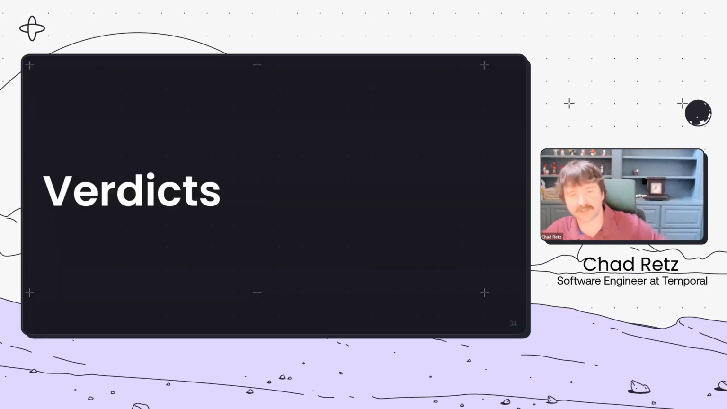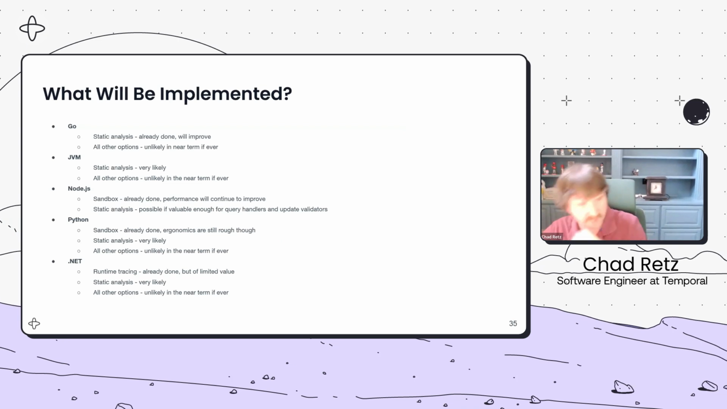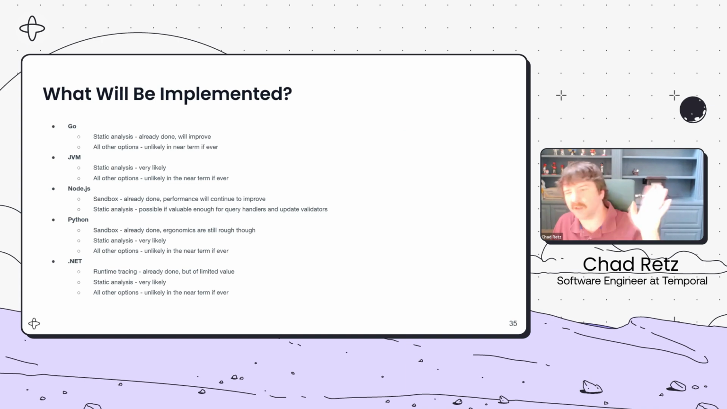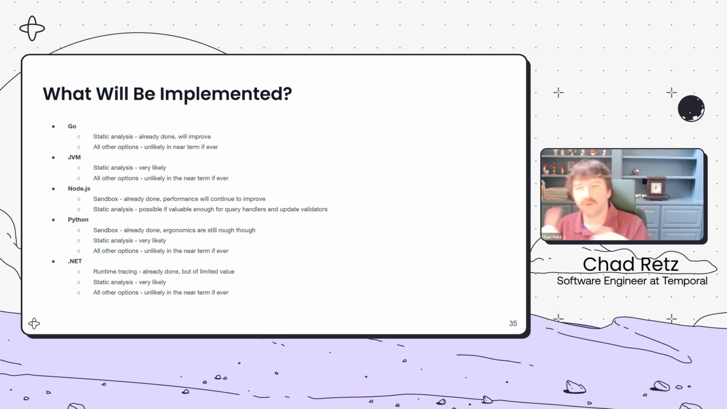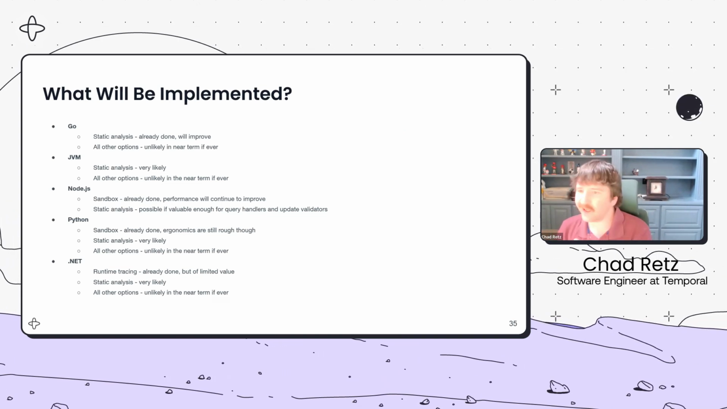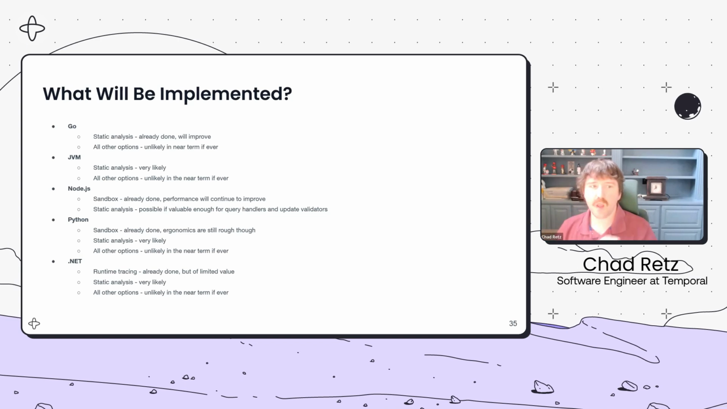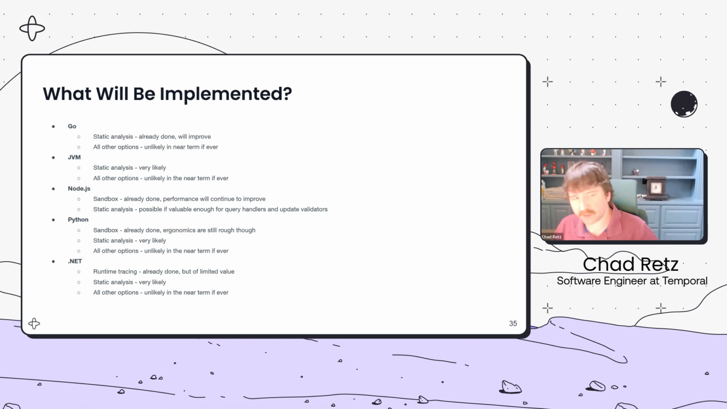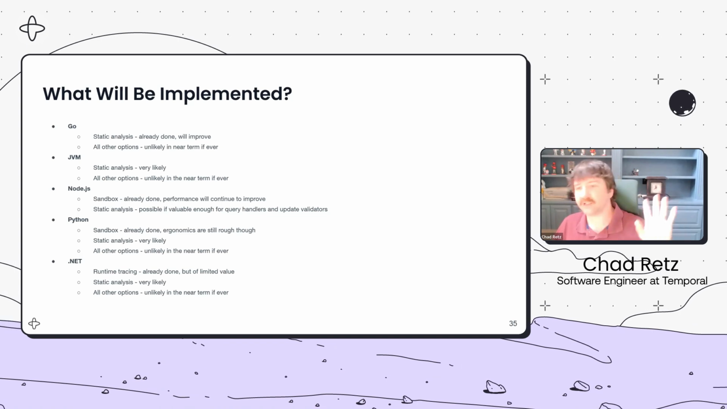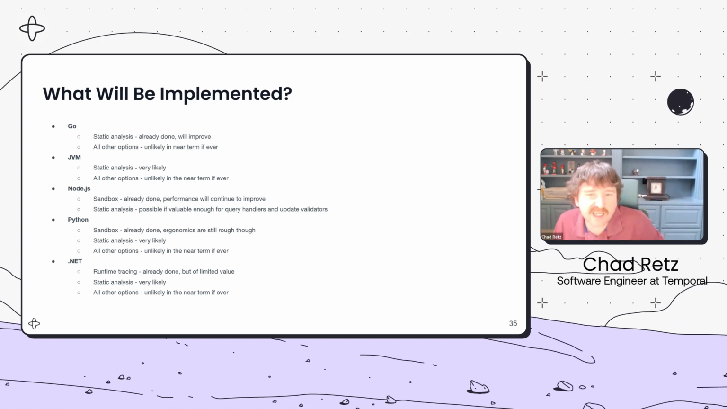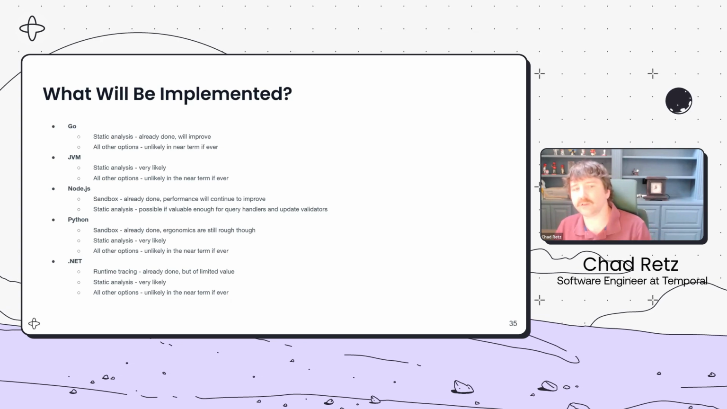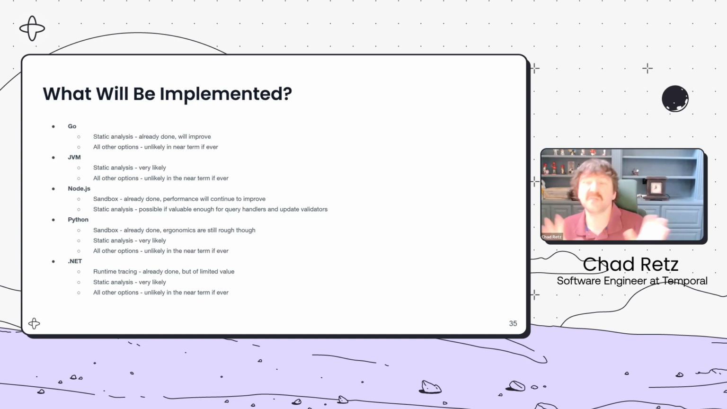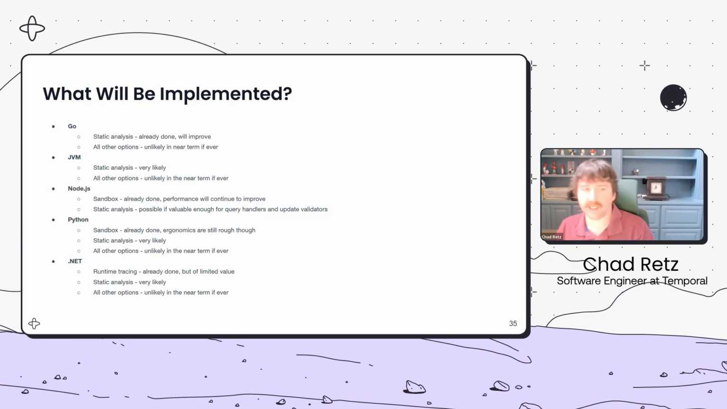So here are the verdicts. And I want to make sure I leave enough time here for questions. So I'll touch on a couple of other slides here in a minute, and then we'll be good. So Go: we already got a static analyzer, but other options are just not that doable. On the JVM, we need to write a static analyzer, but mostly there's not much else that we can do. In Node.js, we got a sandbox. It's awesome. May write the static analyzer for the query handlers and update validators. Maybe not. We'll see. Python already got a sandbox. Works reasonably well. Need a static analyzer.